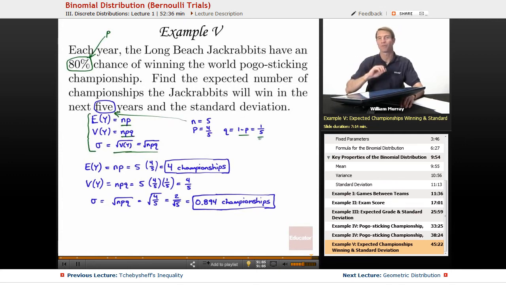Now we just plop those numbers right into our formulas. The expected value is np, which simplifies down to 4 championships, which makes perfect intuitive sense. If you're going to play for 5 years and you've got an 80% chance of winning each year, you expect to win about 4 championships on average. Now, the variance npq simplifies down to 4/5, but that's not what we want. We want the standard deviation, which is the square root of the variance, and so that's 2 divided by root 5, and I threw that number into my calculator, and it spat out 0.894. That is the standard deviation in the number of championships that we expect to win over any given 5-year span.